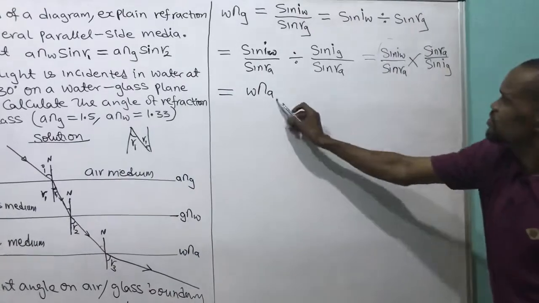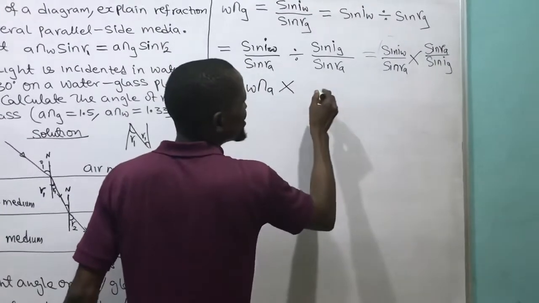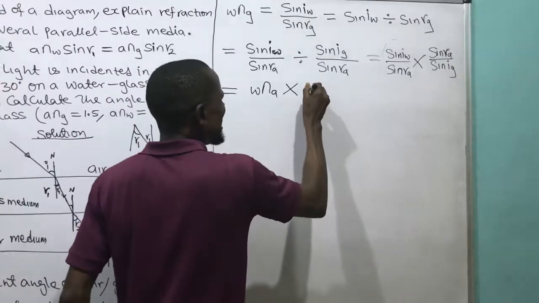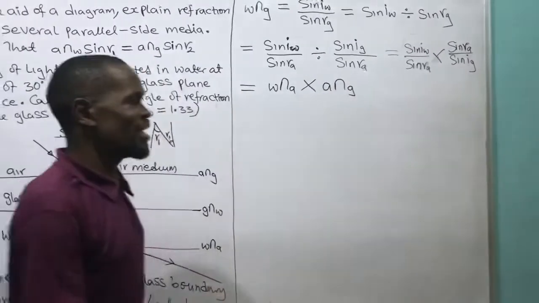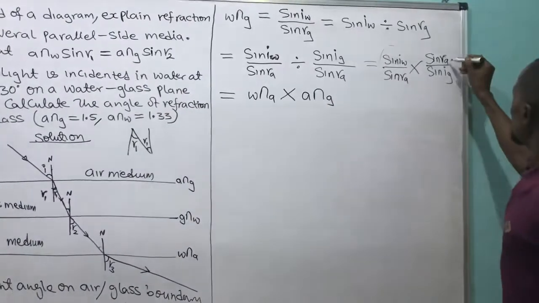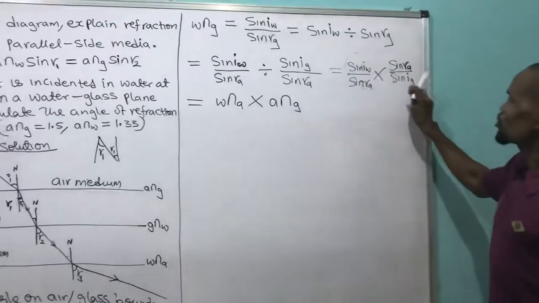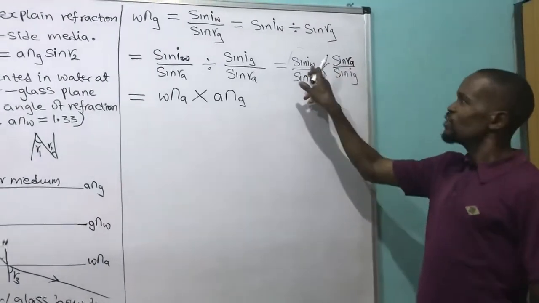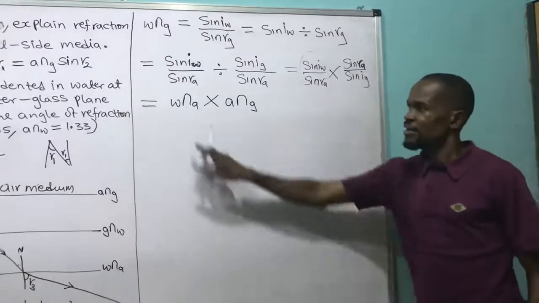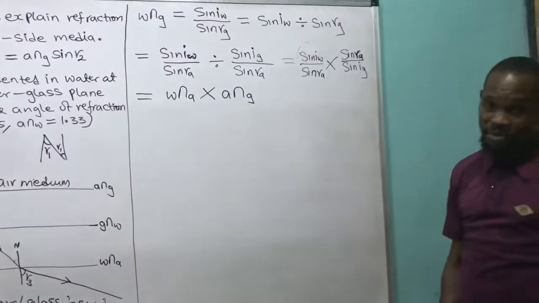This fraction is simply stated this way, times the other one, which is simply stated as air to glass. Are you getting what I'm saying? I mean incident in air, refraction in glass, meaning air to glass. And this means water to air. Look: water to air, air to glass. You get me right?